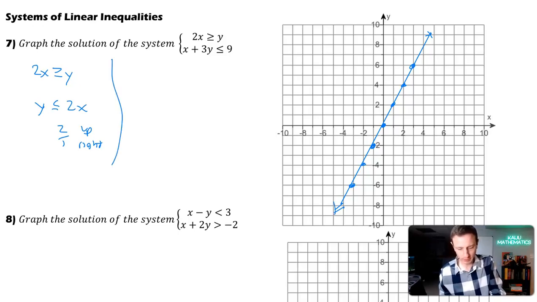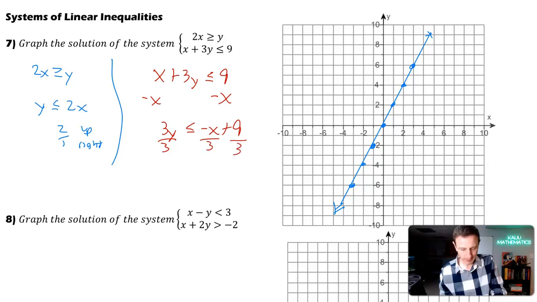Let's graph the next one: x plus 3y less than or equal to 9. I'm going to subtract x from both sides. I get 3y less than or equal to negative x plus 9. Divide by 3, get y less than or equal to negative x over 3 plus 3.